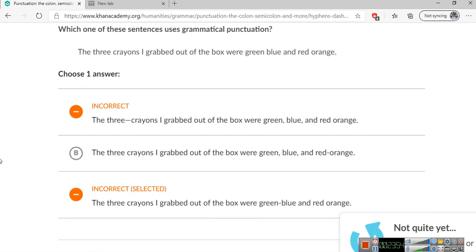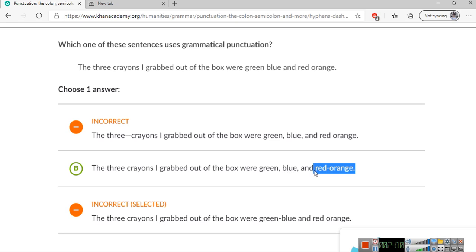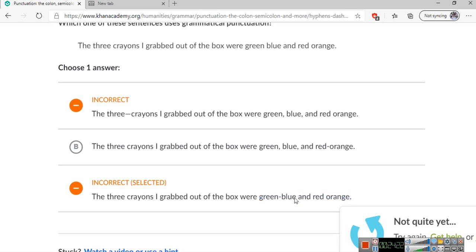The 3 crayons I grabbed out of the box were green, blue, and red-orange. So why is it this option? Because you're talking about many colors. Blue, after that you're supposed to put a comma, then green, and red-orange, which is only one color. Remember, this is mixing 2 words into one, red-orange. As opposed to, let's say, green blue and red orange, where there is no punctuation and it's supposed to have commas in between those. So that is the answer.